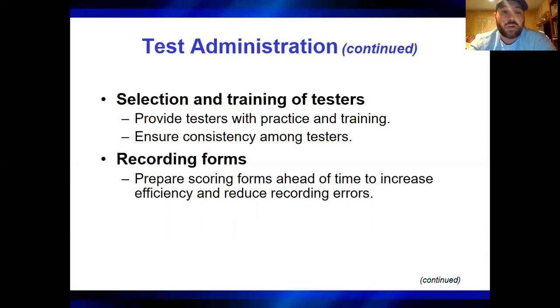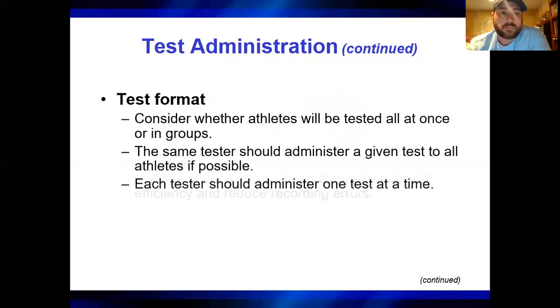Okay. Recording forms. Prepare scoring forms ahead of time to increase efficiency and reduce recording errors. It doesn't sound like a lot, but if you didn't have your sheet right next to you, are you going to try to remember what all three values were for the three tests and then write them down? Or would it just be easier to write it down right when they perform the exam? It's going to be easier to write it down right when they perform the exam.